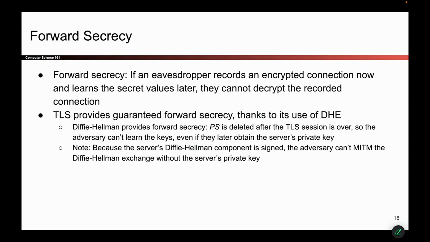The scenario is somebody records an encrypted connection today. So they write down all of the encrypted values that you have sent across the channel today. And then sometime later, a week from now or a month from now, they hack into your computer and steal all of your secrets. If this attacker in the future is able to decrypt the messages that they previously recorded, we say the scheme does not have forward secrecy. That attacker in the future is able to come back and decrypt the things that they wrote down previously.